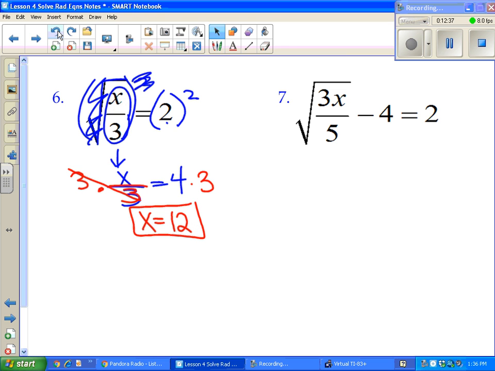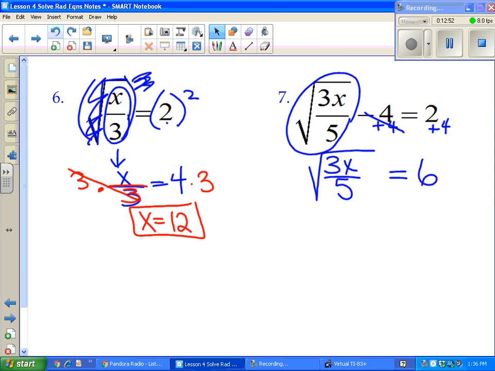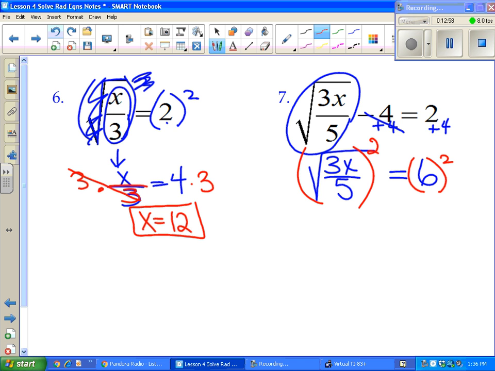All right, first thing I need to do is get the radical by itself. So I need to get rid of minus 4, so I'm going to plus 4. When I do, I get the square root with 3x over 5 inside equal to 6. Okay, because the square root goes over everything. So now that the square root's by itself, square this side and square that side. The square root and the square cancel, so everything that was under the square root comes out. 3x over 5 equals 36.